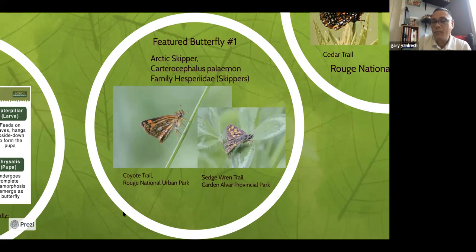In fact, I found this one in Rouge National Urban Park, and the other one I found in the Cardinal, which is a little bit east of Toronto. Generally speaking, you find them in grasslands where they feed on different grasses, and they like to be in open areas. You can often see them just on the edges of trails, or on the edges of ditches and things.